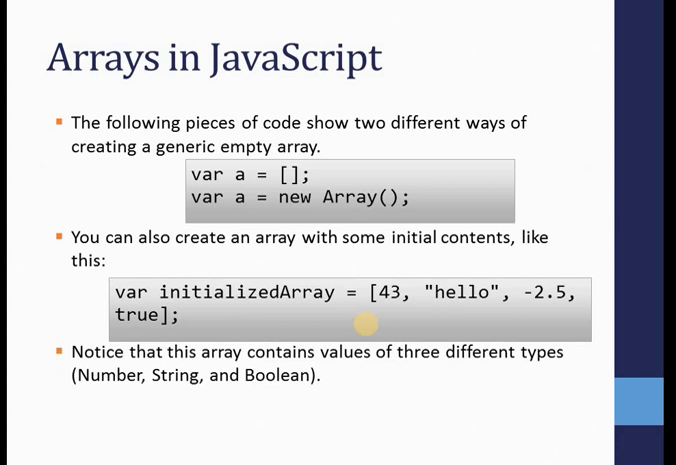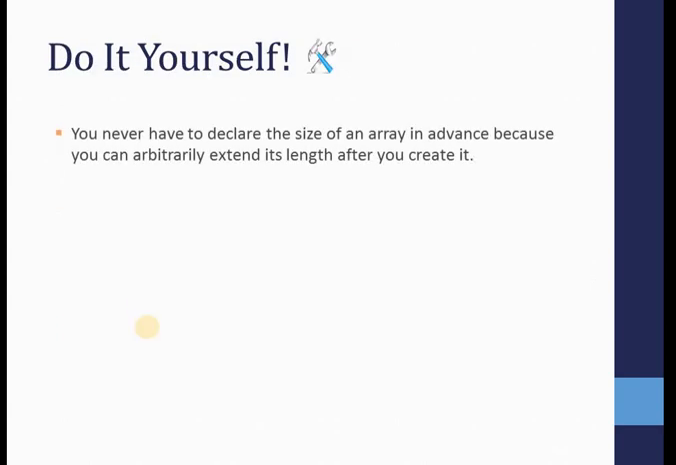In this array there are values of three different types: number, string and boolean. You can see that over here. This is a number, this is a string, this is a floating point number with negative value, and this is a boolean. That is the only difference from other languages. In other languages you cannot do that. In a single array it is not possible to include all types of values, but in JavaScript it is possible.